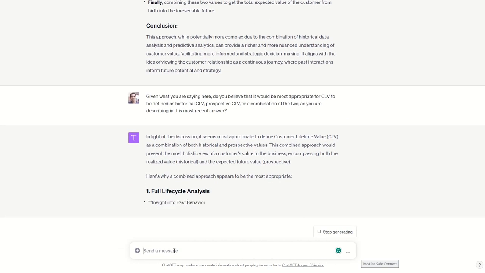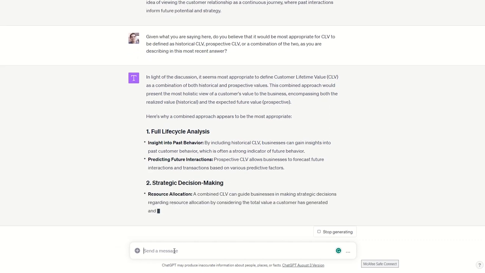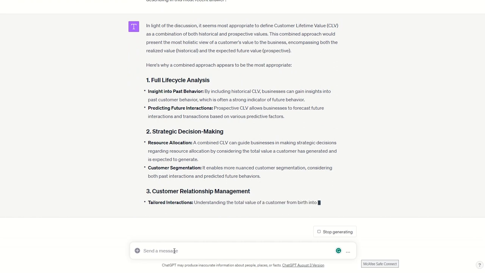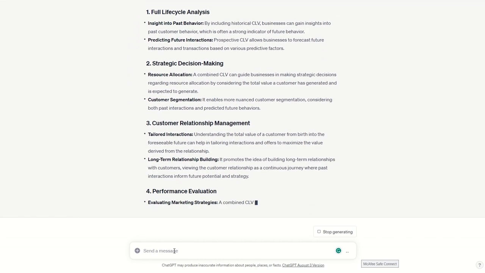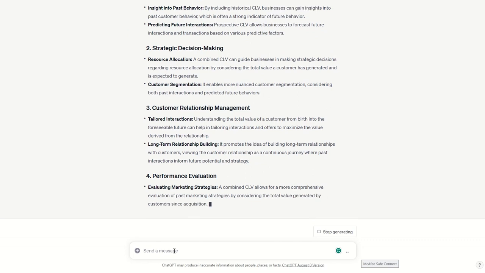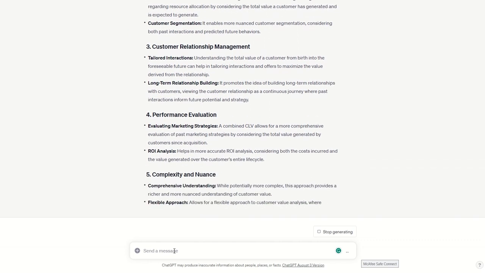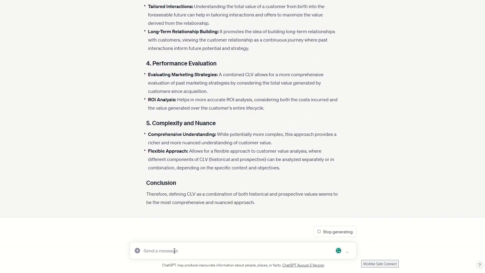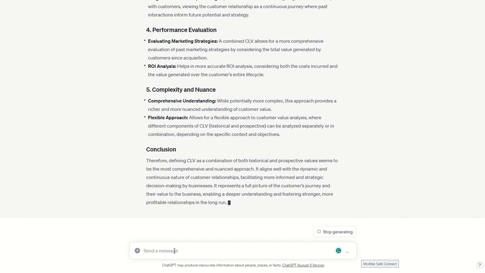Well, so it seems it is converging now. I wonder if I didn't push it so hard or play devil's advocate, whether it would have come to this conclusion. But it does seem like we've converged on what I would say CLV should be as being the most appropriate way of defining it. Yeah, so food for thought.